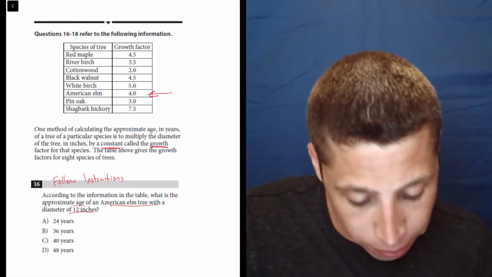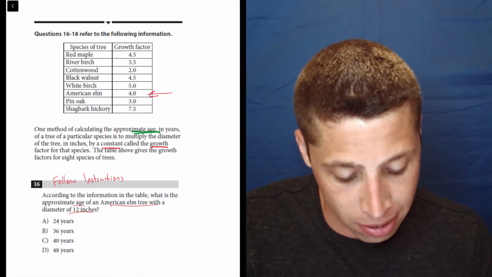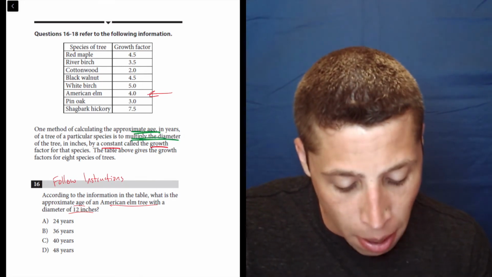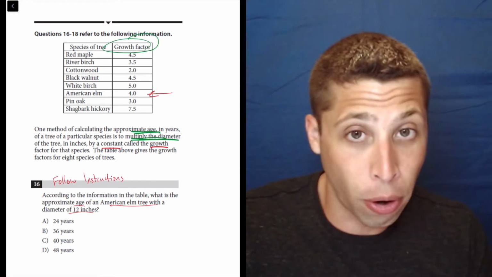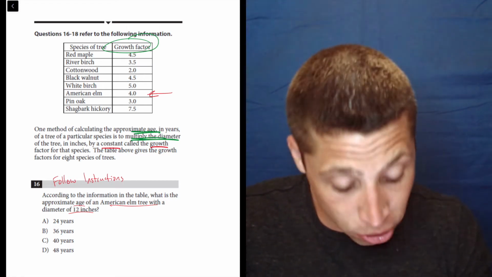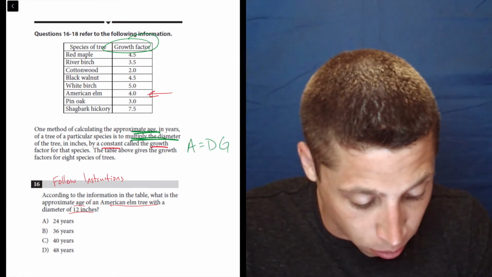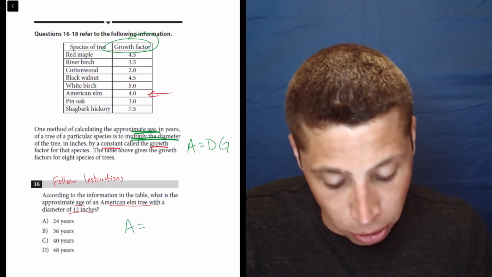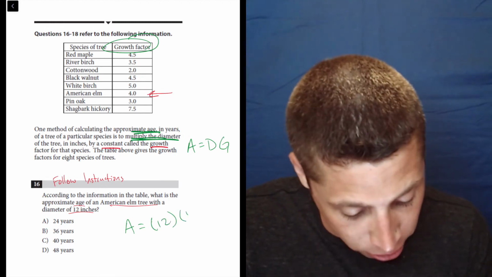One method of calculating the approximate age in years of a tree of a particular species is to multiply the diameter of the tree in inches by a constant called the growth factor for that species, and here are all the growth factors. So we can turn that into an equation if we want. The age is equal to the diameter times the growth factor. And we have all those things, right? So we have the age is unknown, that's what we're looking for. The diameter, we're told, is 12 inches, and the growth factor is 4.